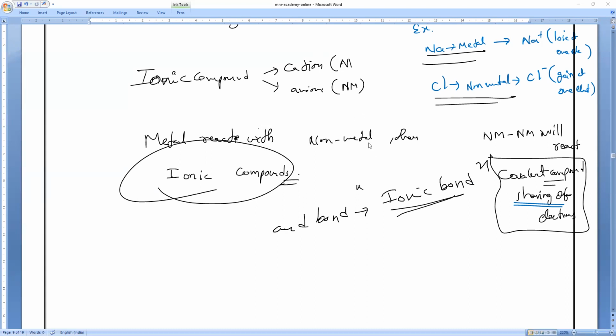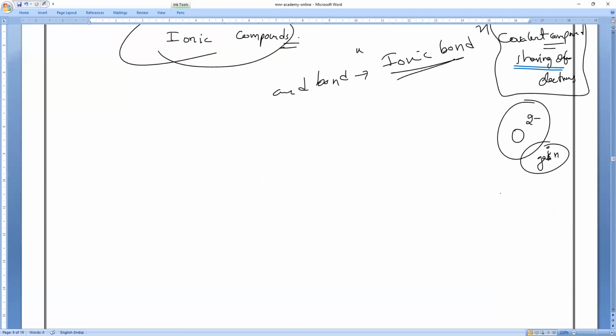Now I will write one: oxygen O2 minus. Can you tell me, did oxygen gain the electrons or lose the electrons? It has gained the electrons completely. That is why it has a negative charge. Now, a magnesium atom turns into a magnesium ion 2 plus. What does it mean? It lost electrons. Loss of how many electrons? 2 electrons.